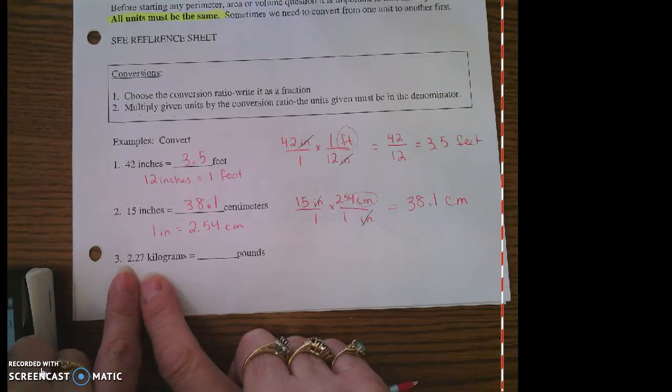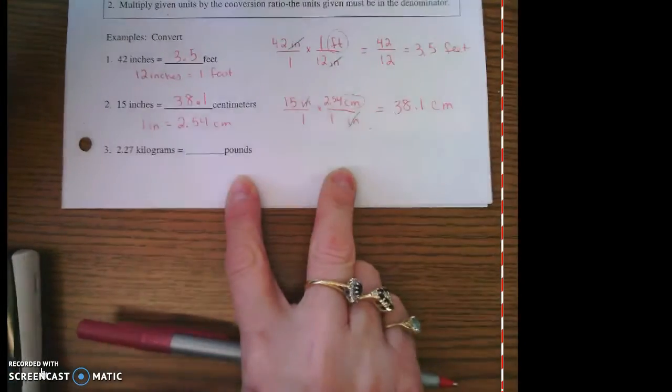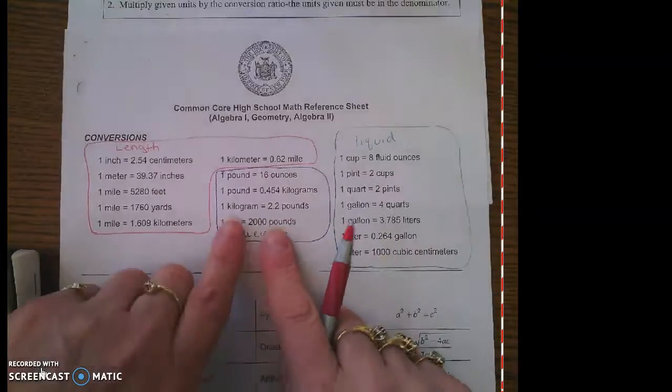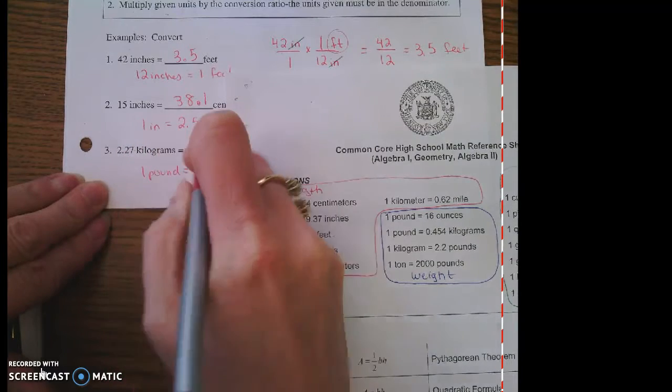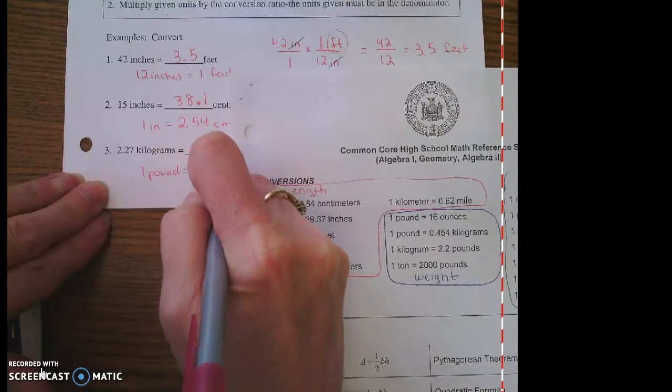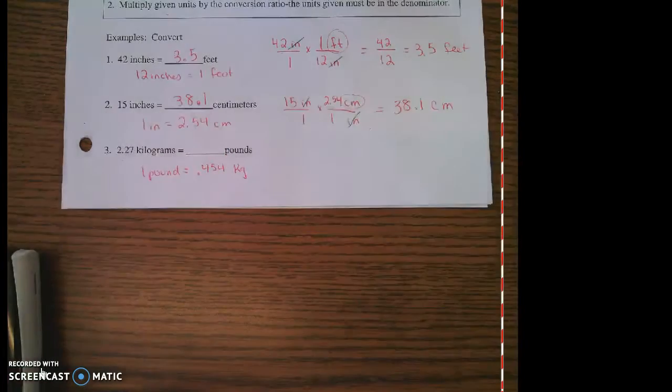All right, how about 2.27 kilograms? We want to convert that into pounds. So I'm going to my reference sheet, looking for kilograms to pounds. Here it is. This is telling me 1 pound equals 0.454 kilograms. I'm going to abbreviate it, kg.